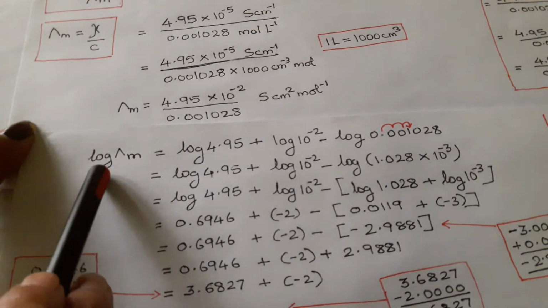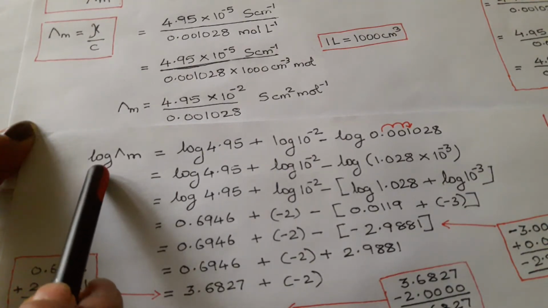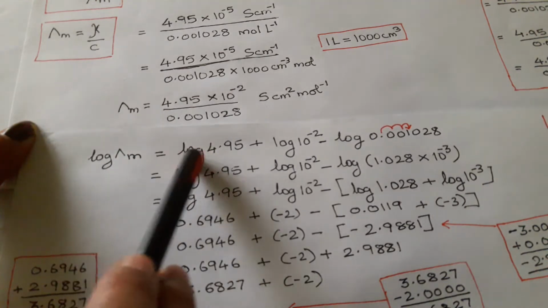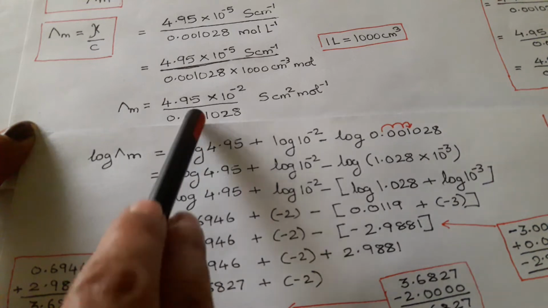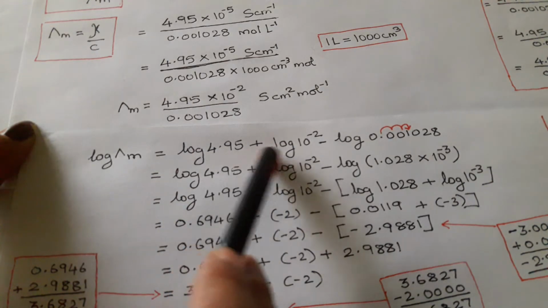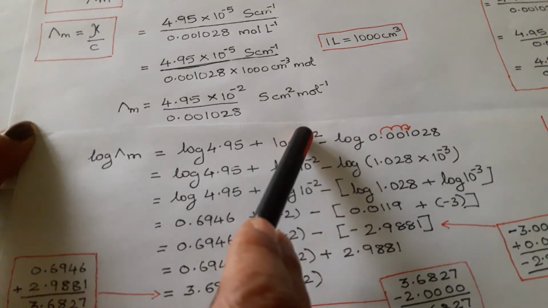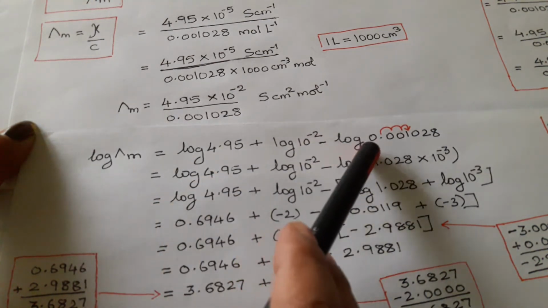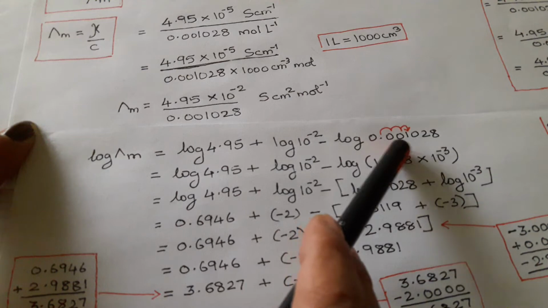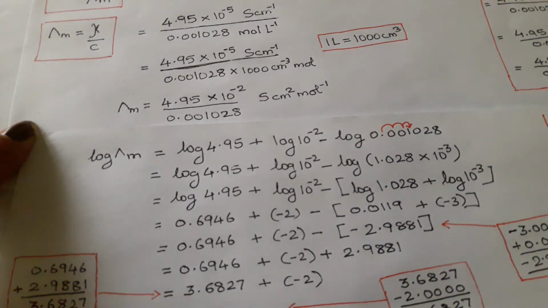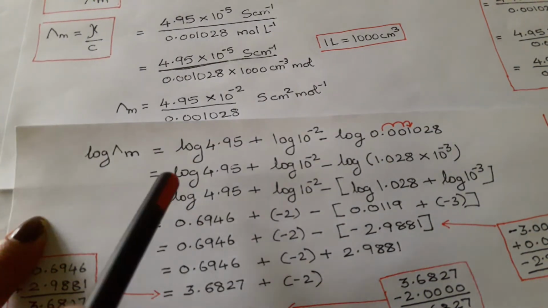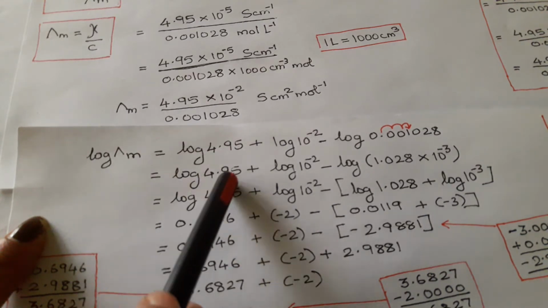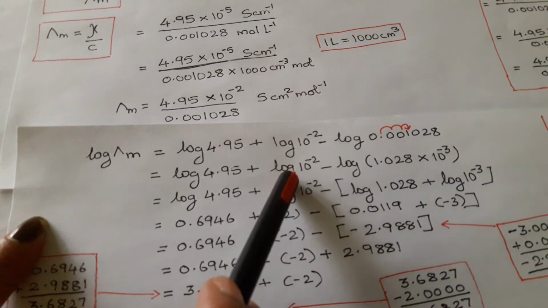We will further solve it using log. Therefore, we write log lambda m is equal to log of 4.95. Here it is into, so we write plus log of 10 raised to minus 2. This is division here, so we write minus log of 0.001028. Next, we make sure that all are in simple log form. So this is already in simple log form, and then we write this.